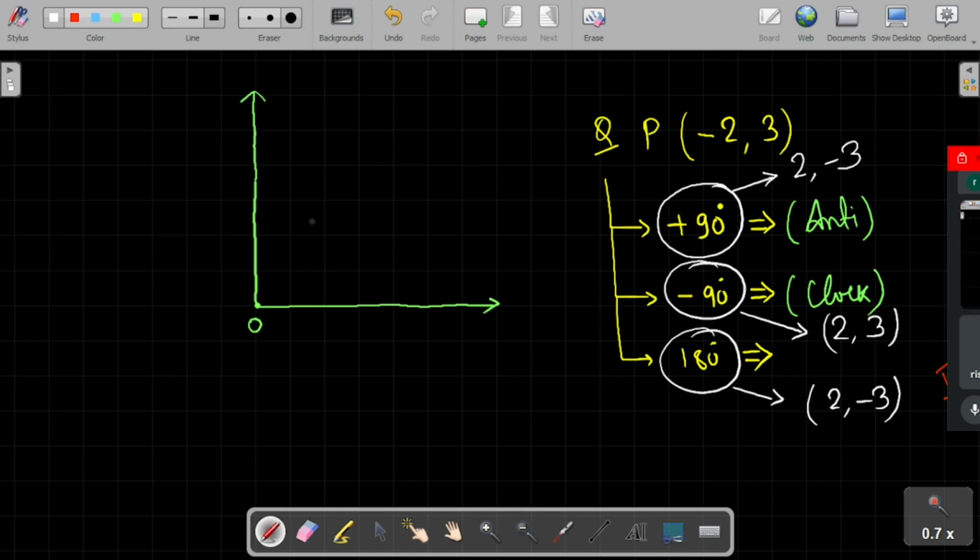See, first of all, where is my point? My point is minus 2 comma 3. So minus 2, minus 1, minus 2 and 3, and 1, 2 and 3. So this is point P having coordinate minus 2 comma 3, and we have to rotate this point P about origin through an angle of plus 90 degree. So this is my line, position vector, and we have to rotate it 90 degree anti-clockwise. So where will it be after the anti-clockwise rotation? I think this.